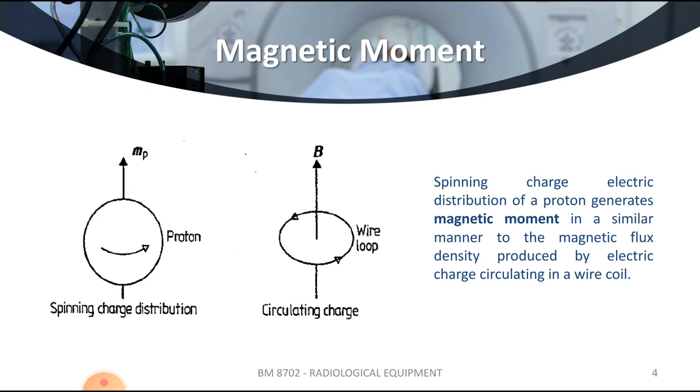So when you have a coil of wire, automatically when the electrons flow in the wire, you will get a magnetic field around the wire, right? So that is what we are comparing with the atom's spin. When the atom is having a spin, there will be a net magnetic moment for that atom.